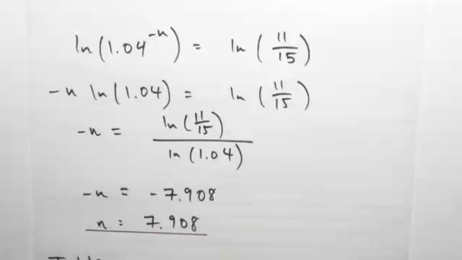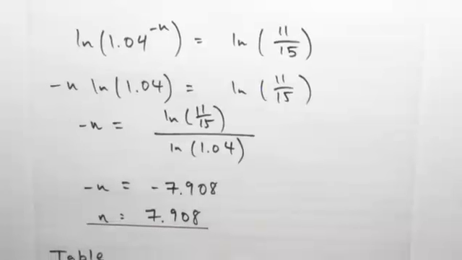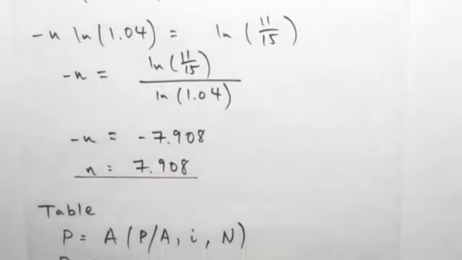Now we'll do this using the table method, and one thing I will be introducing is the idea of linear interpolation, where we approximate to a certain degree of accuracy and then use a gradient method to solve for the answer. Here we say P = A(find P given A, I, and N). You could have done it the other way around, A = P(A/P, I, N). It doesn't really matter, you get the same answer either way.